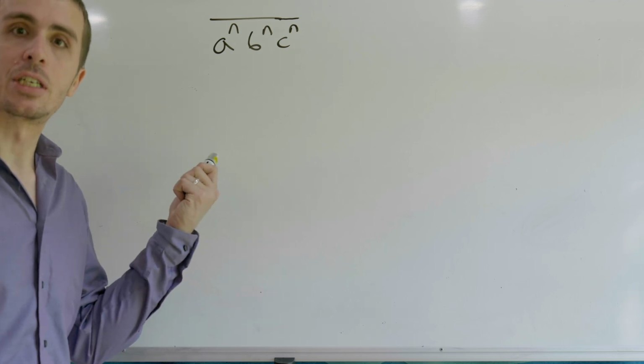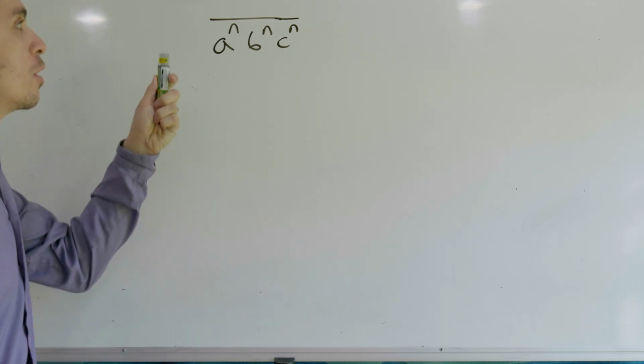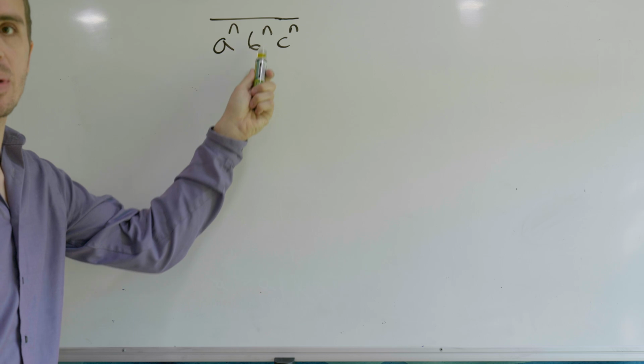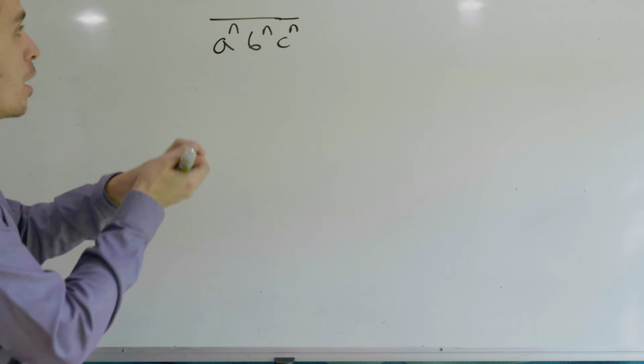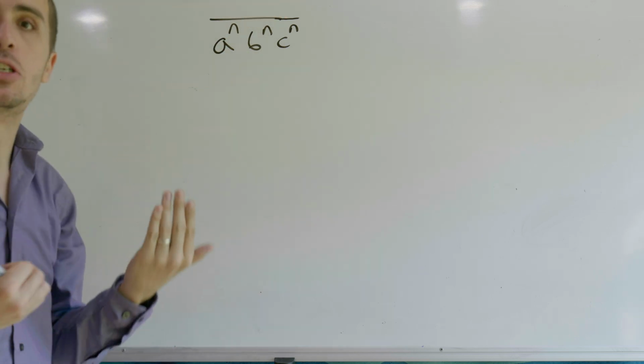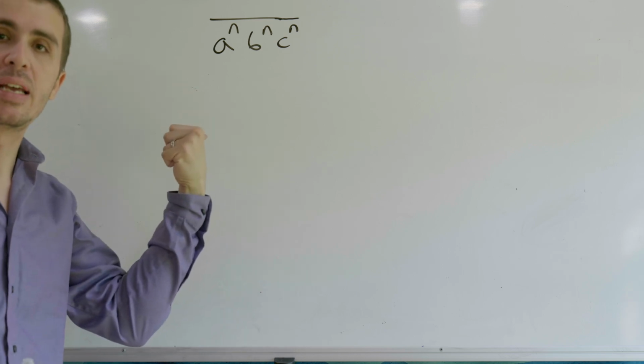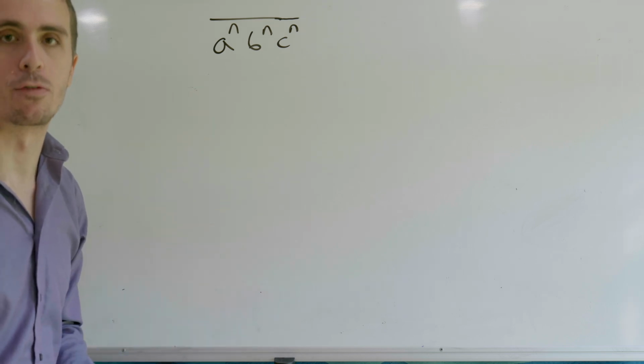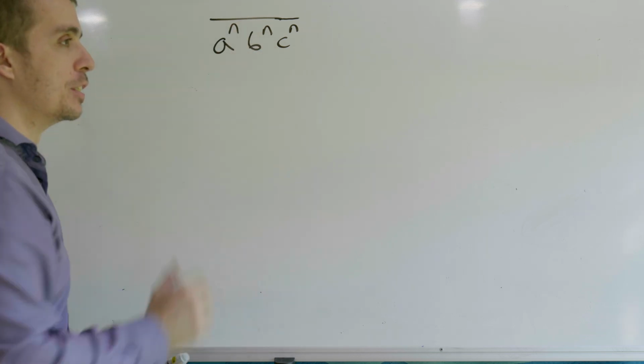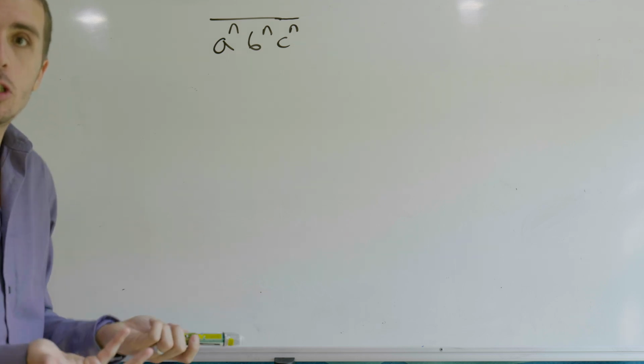Okay, let's make a context-free grammar for the set of all strings that are not of the form A to the n, B to the n, C to the n. So the uncomplemented version of this language is not context-free, but this one is because we're going to make a context-free grammar for it.